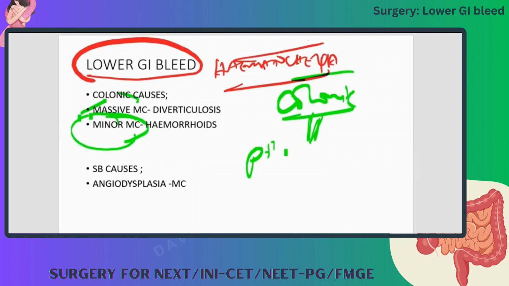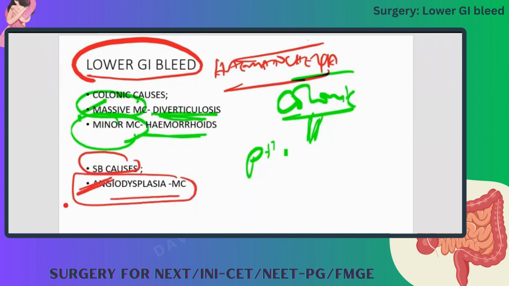If you want massive bleeding, then it is due to diverticulosis. It is due to diverticulosis. Okay? And small bowel: angiodysplasia is the most common cause of small bowel bleeding. Angiodysplasia. Okay?